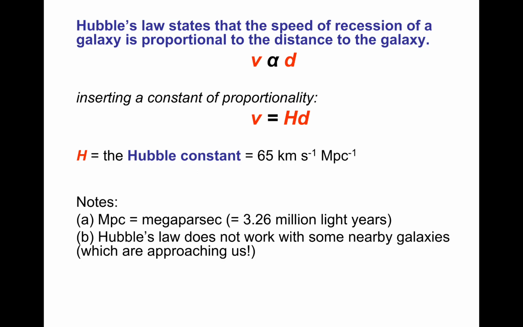Hubble's law does not work for some nearby galaxies. So Andromeda, for example, is blue shifting, so it's moving towards us. So obviously Hubble's law doesn't work in the local cluster.